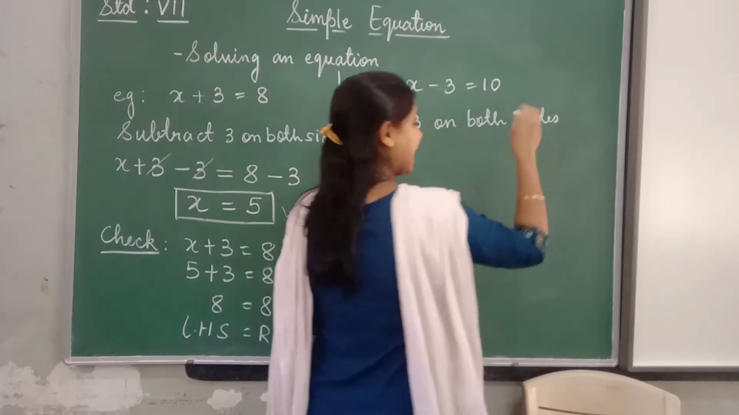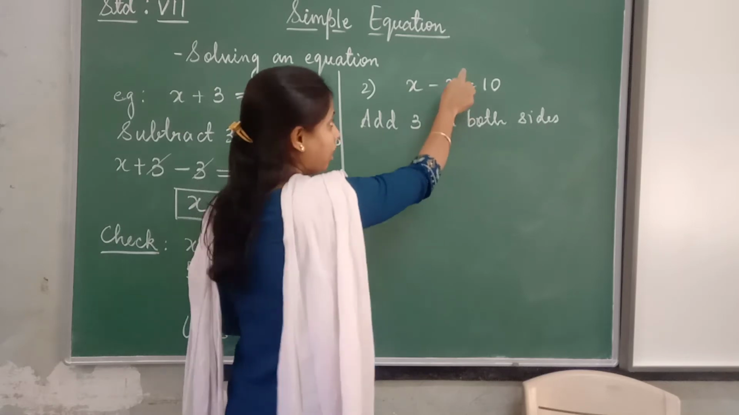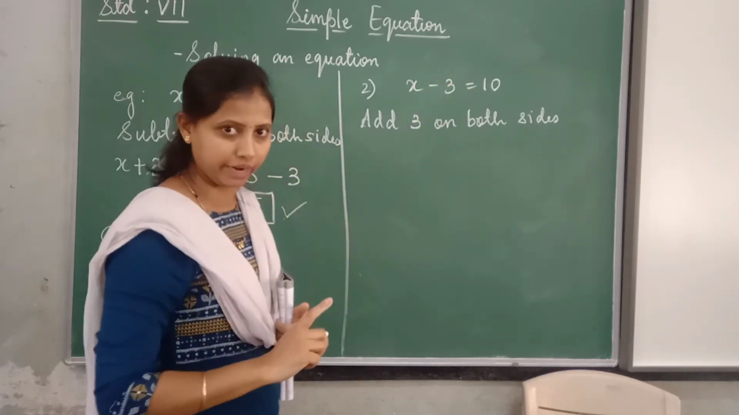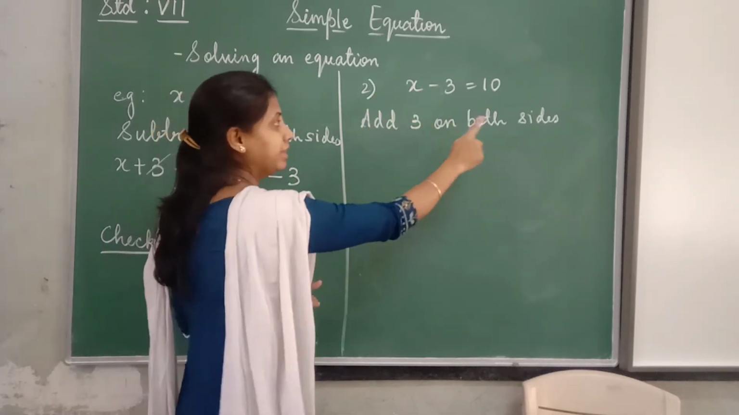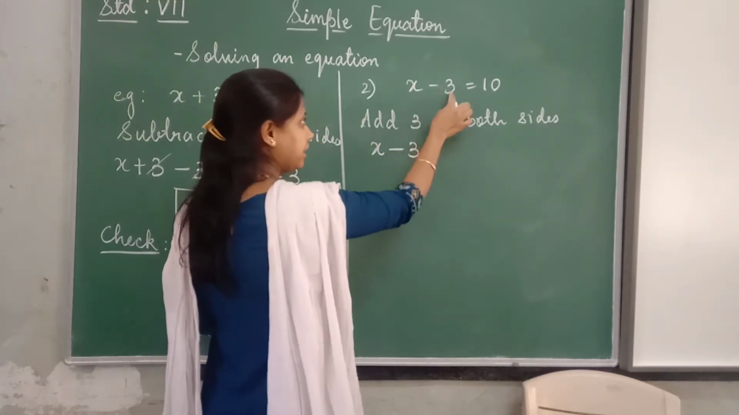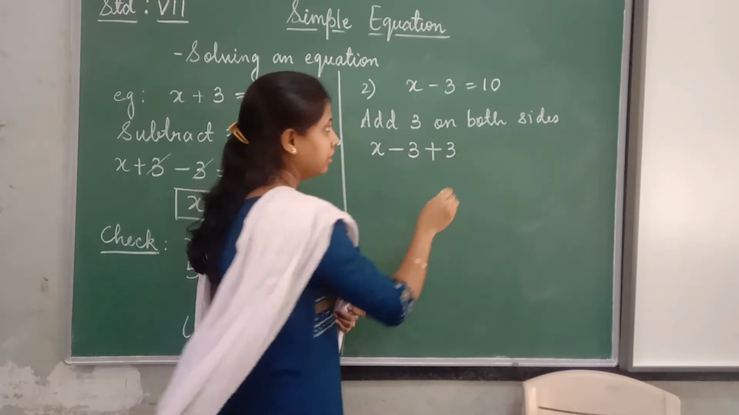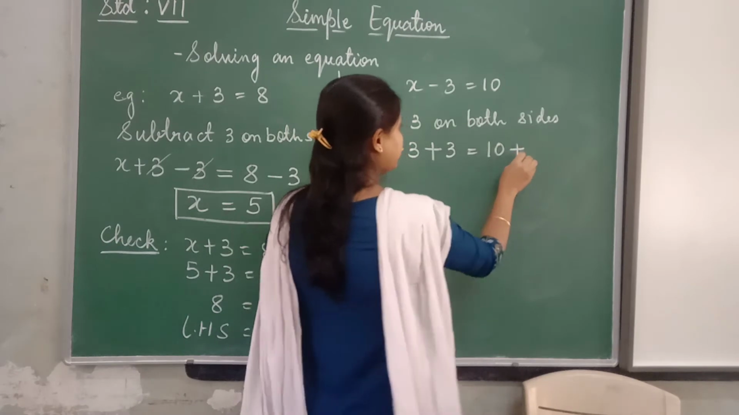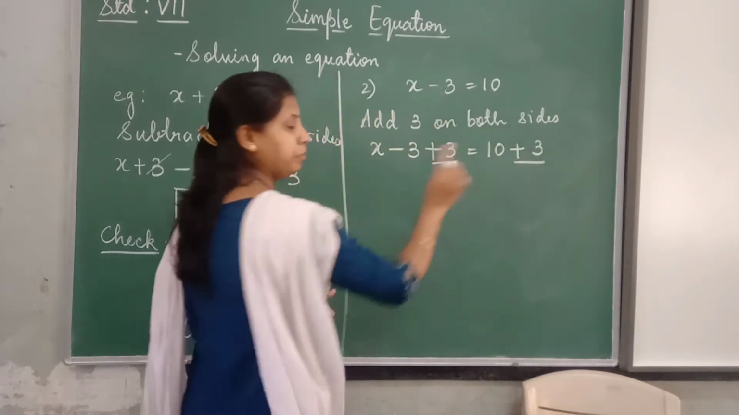What is to be added, subtracted, divided or multiplied depends on the equation. The number you want to cancel, you have to add, subtract, multiply or divide accordingly. So minus 3 will get cancelled with plus 3, so I am adding 3 on both sides. You write the LHS first, x minus 3 plus 3 is equal to the RHS, which is 10. To that also you have to add plus 3. What you add here, the same 3 should be added there.